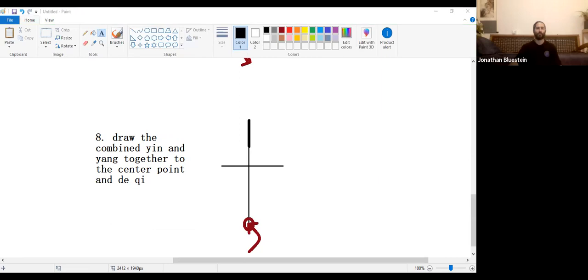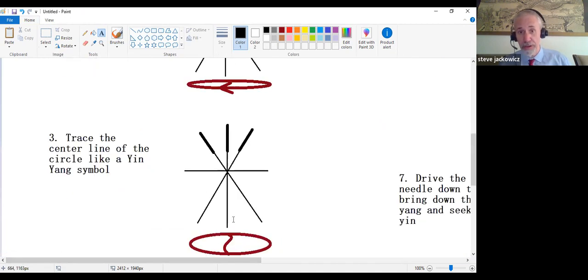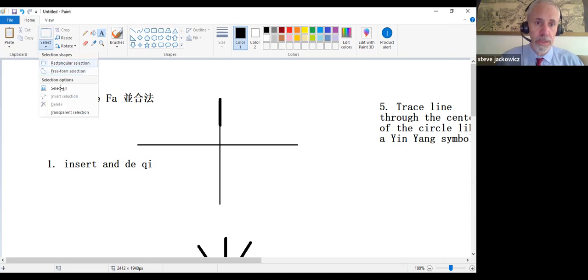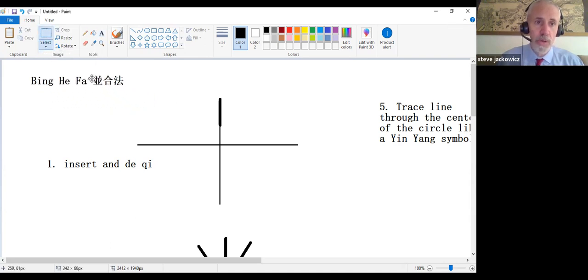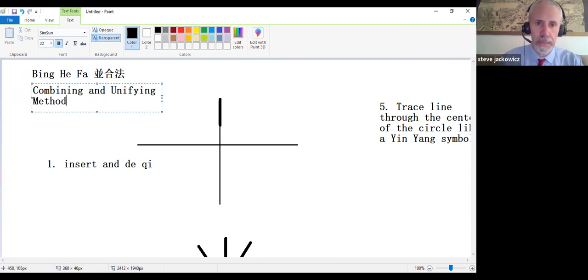That's all. Now, which points do we use it on? I'm getting there. First, let's go over how you do it again, and then we'll go over where you do it, because it depends on which pattern. But now this technique, Bing He Fa, means the method of combining and unifying. This is the combining and unifying needle method. This is one classical needle technique.